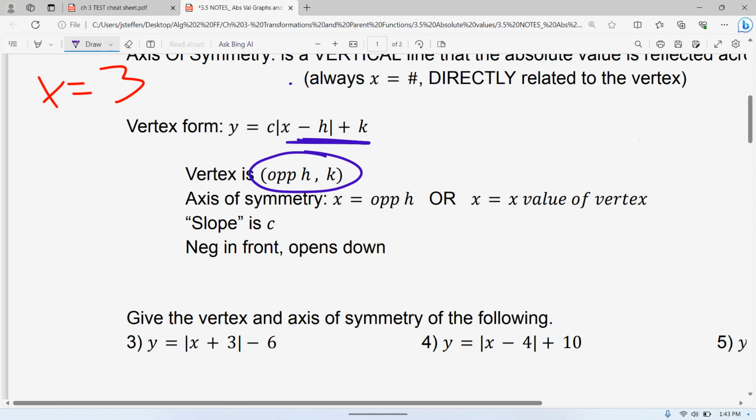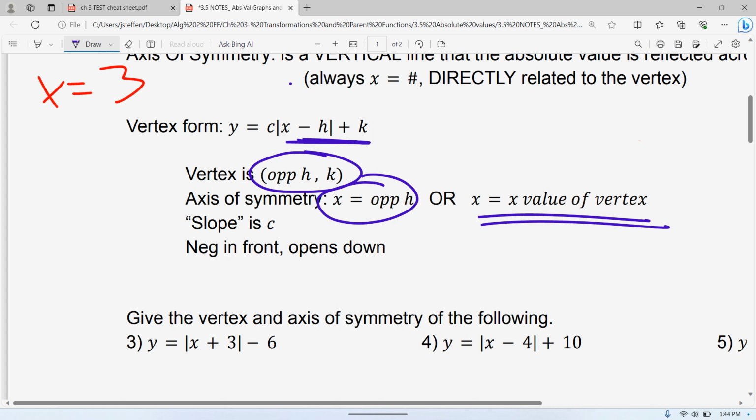Then just like we said, if you want to use that formula, it's the opposite of h, or it's the x value of your vertex. I always find my vertex first, and then I get my axis of symmetry for this problem. For parabolas, it's a little bit different. We'll talk about it.